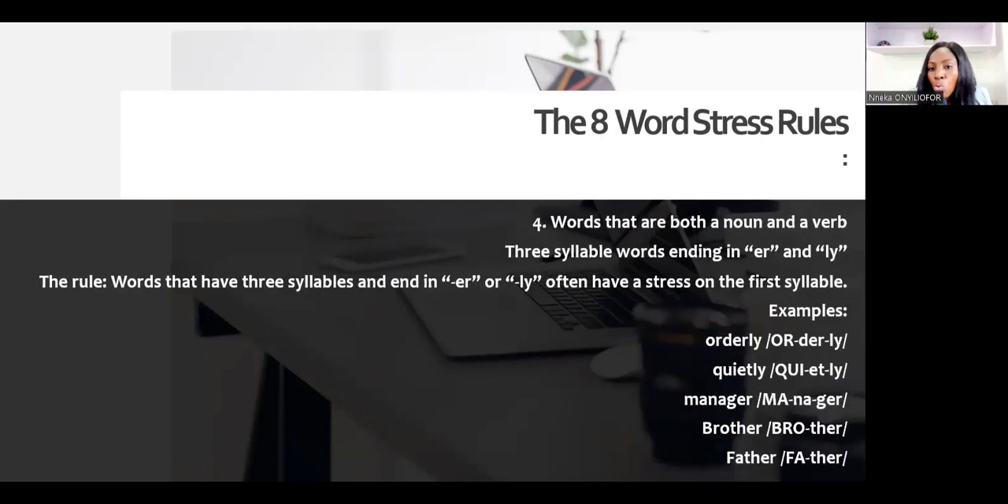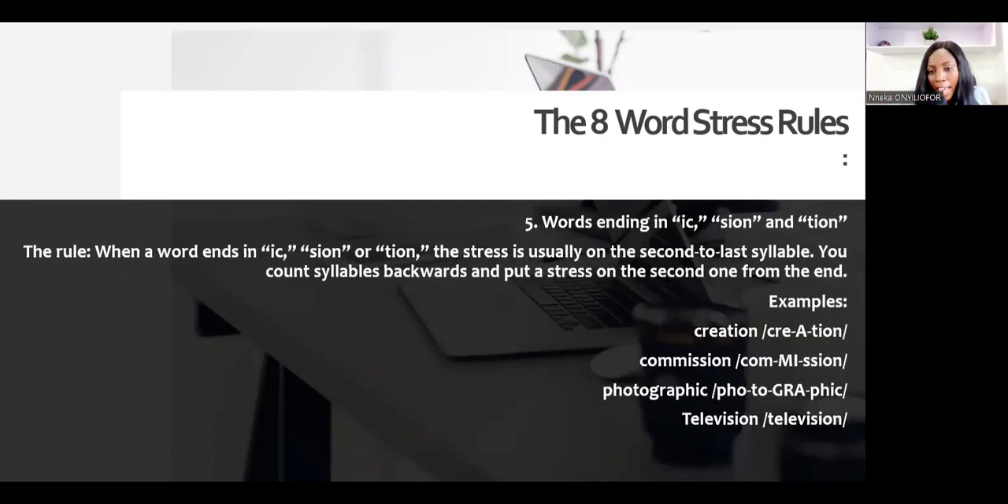Let's take rule number 5. Words ending in IC, SION, and TION. The rule says when a word ends in IC, SION, or TION, the stress is usually on the second to last syllable. You count syllables backwards and put the stress on the second one from the end.